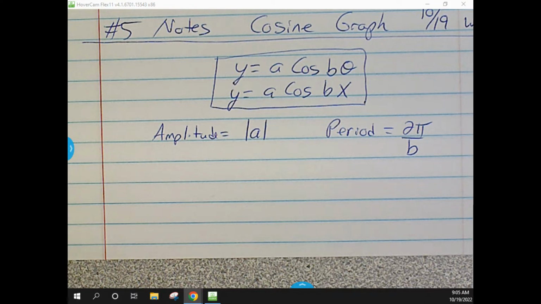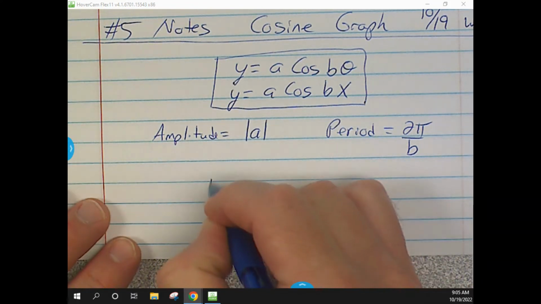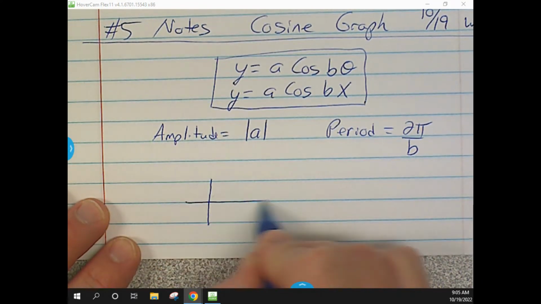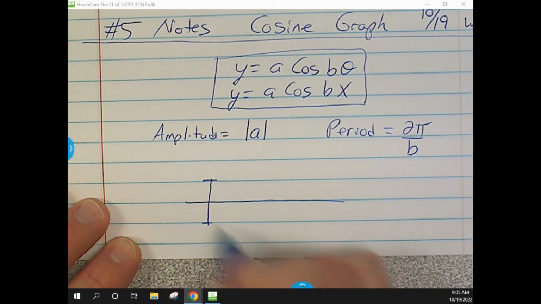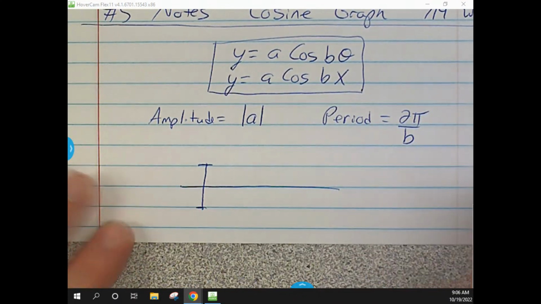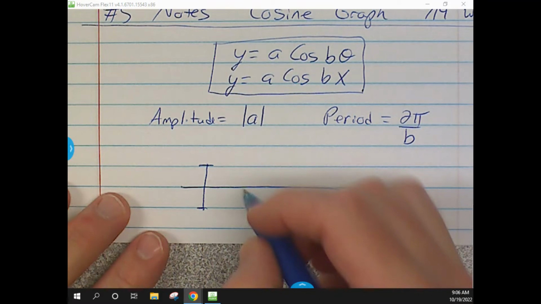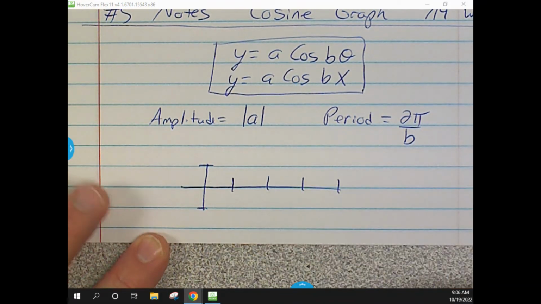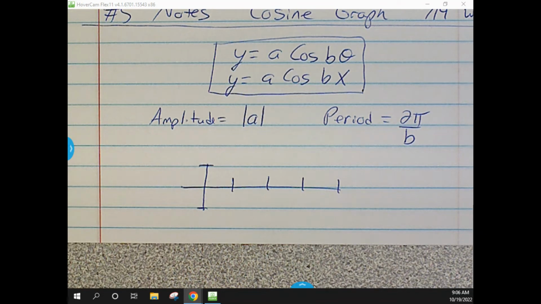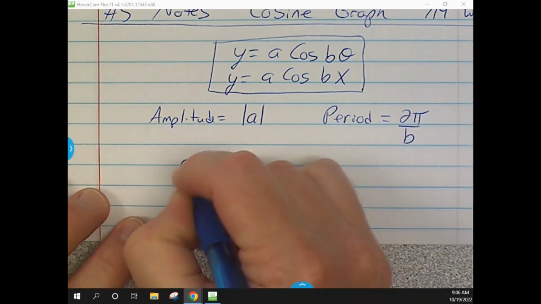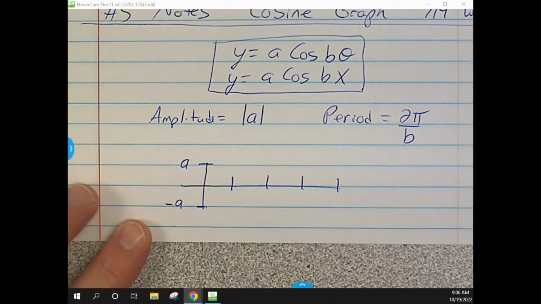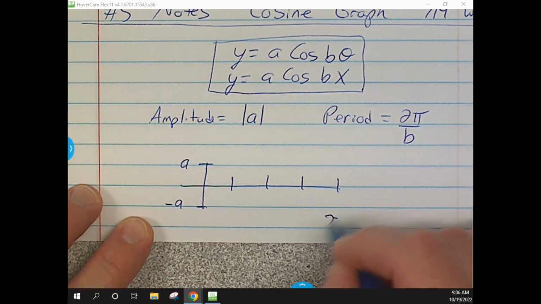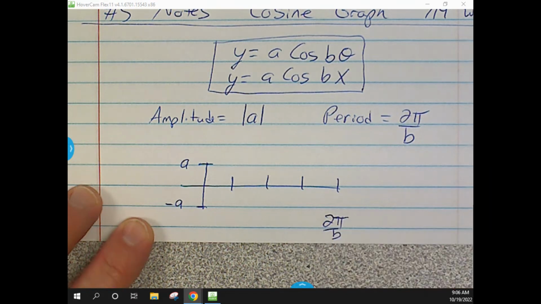Okay, now here's the only, in graph-wise, still going to do the same thing. We're going to have the A value at the top and the bottom of the graph. Still going to cut it into fourths. So we've got basically our XY axis moving 1 point up, down, left, right, that kind of thing. So we've got our A value here, our negative A value here. This is still going to be your 2 pi over B at the end of it.